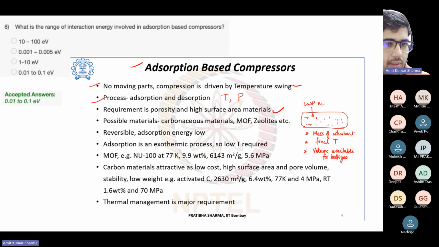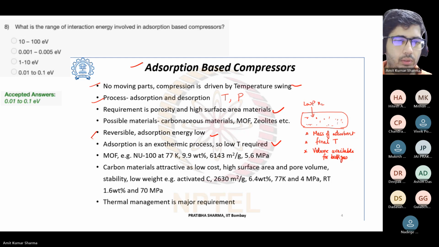Possible materials: carbonaceous materials, zeolites, etc. It's a reversible process. Adsorption energy is low. Adsorption is an exothermic process, so low temperature is required. So this is NU-100 at 77 Kelvin, 9.9 weight percent, and 6143 is the surface area. Carbon materials are attractive as they are low cost, high surface area, and low volume. They are stable and low weight, like activated carbon, which has this much surface area.